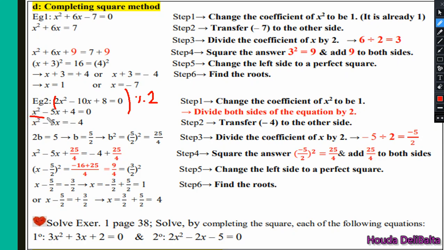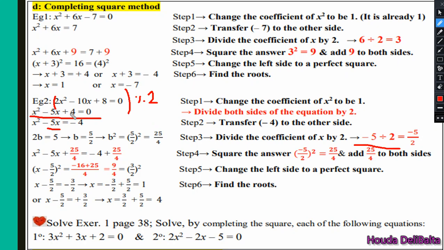Now we are going to deal with this equation: x squared minus 5x plus 4 equals 0. Again, as we mentioned before, transfer the constant, which is plus 4, to the other side, then it will be minus 4. Then I will have x squared minus 5x equals minus 4. Now choose the coefficient of x and divide it by 2. It is minus 5 divided by 2, which is minus 5 over 2. Squaring it, it is 25 over 4.